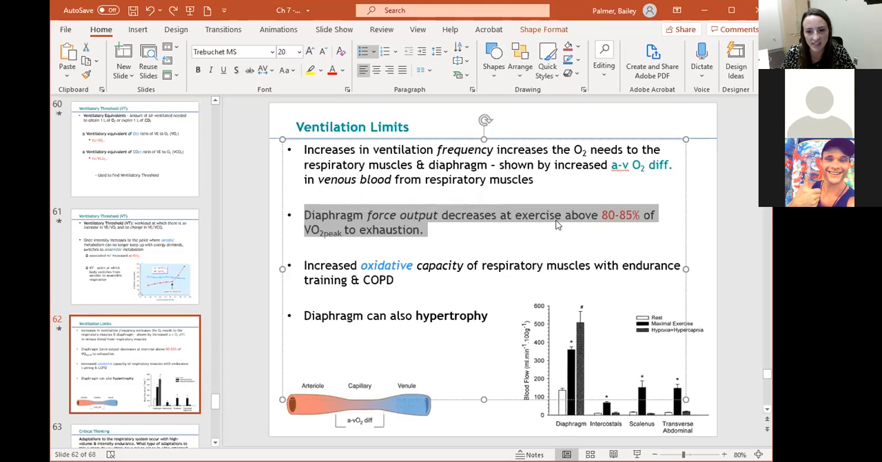So what percent of VO2 peak does the diaphragm slow down in its ability to contribute to that work and recruit other muscles during exercise?